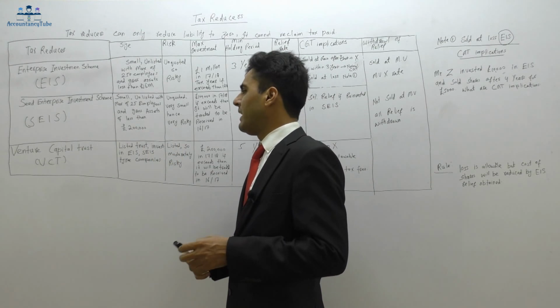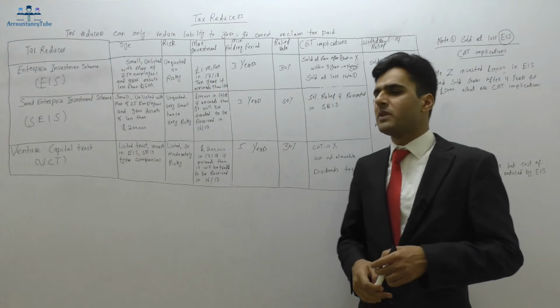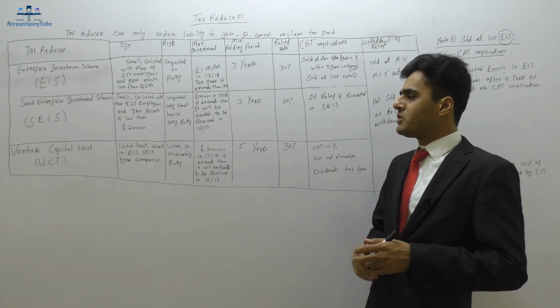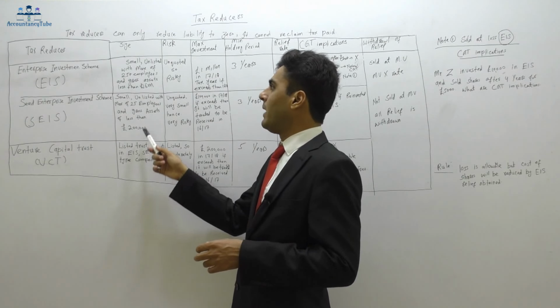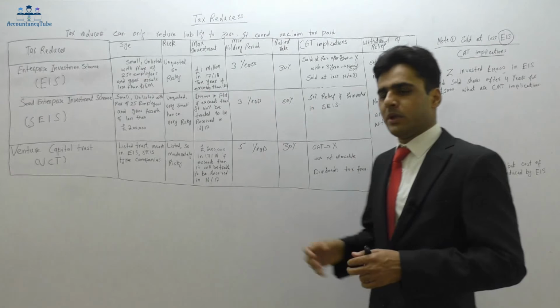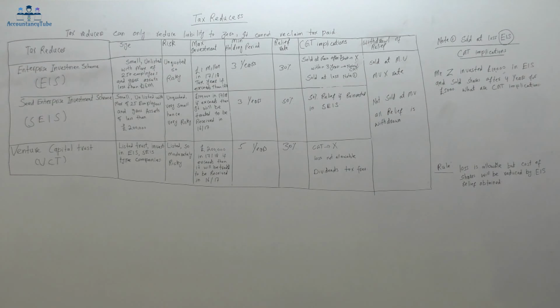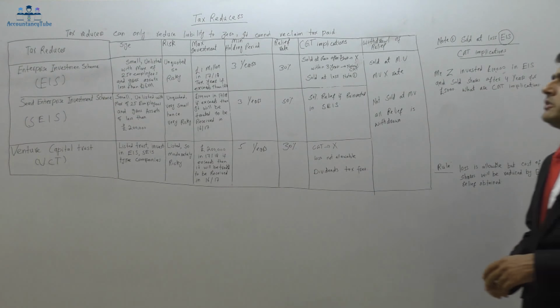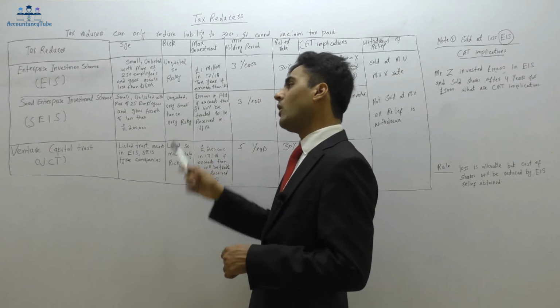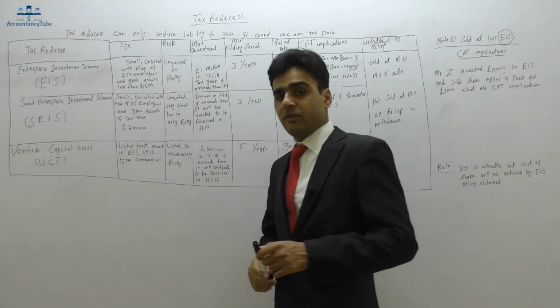And gross assets of less than £200,000. So basically it is a very, very small, tiny company. So by looking at the size, what would you think? How risky is it to invest in that company? Very risky, I would say, because it is an unquoted company, very small, so hence a very risky investment.